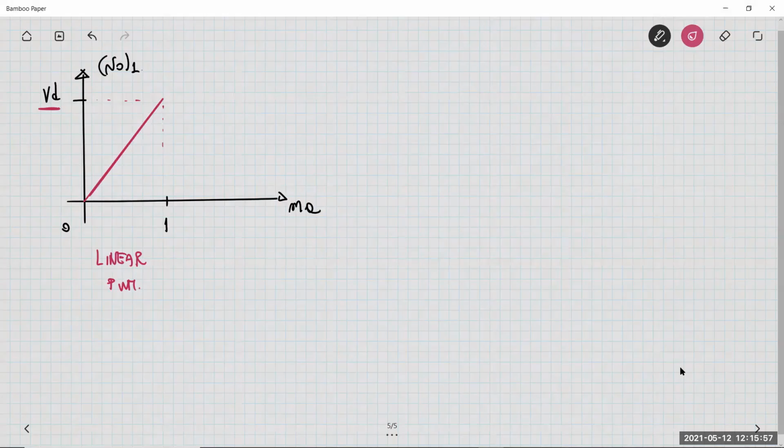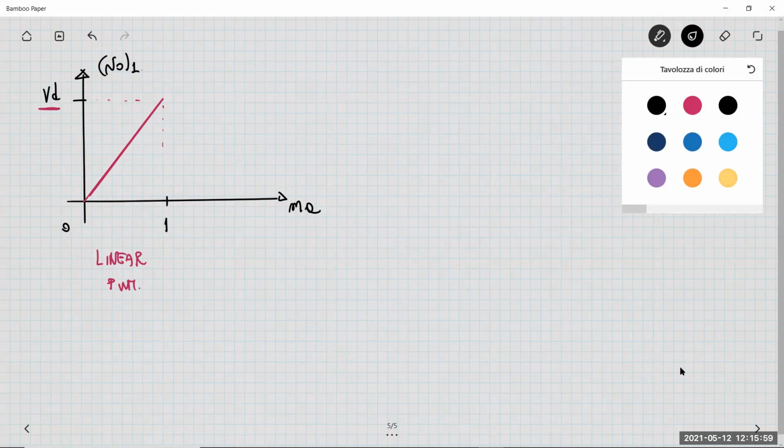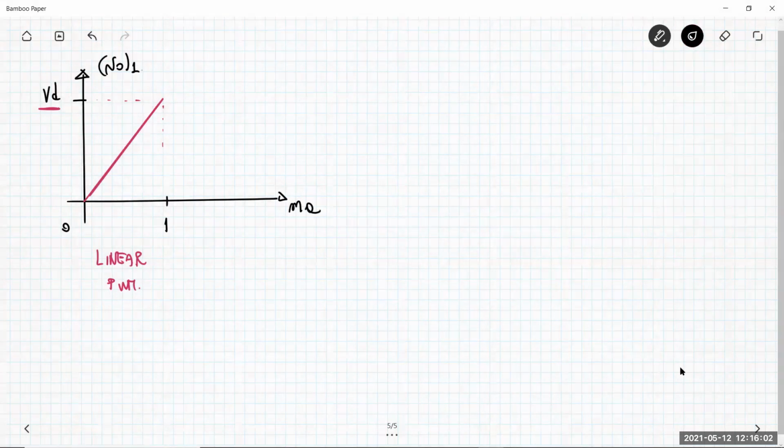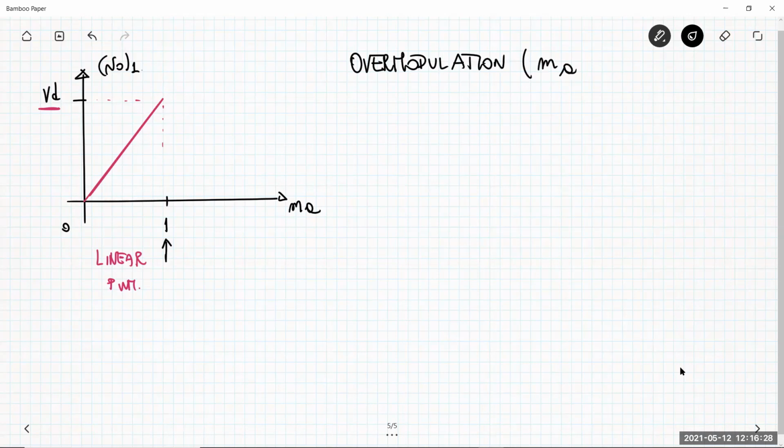What happens now if I leave these constraints, so having MA up to 1, and I try to increase the amplitude a little bit, so the dynamic of my control voltage exceeds the dynamic of the triangular waveform? This is called overmodulation. It occurs for MA that are larger than 1.